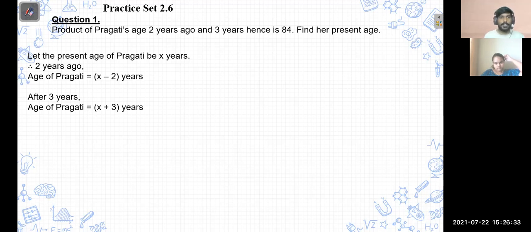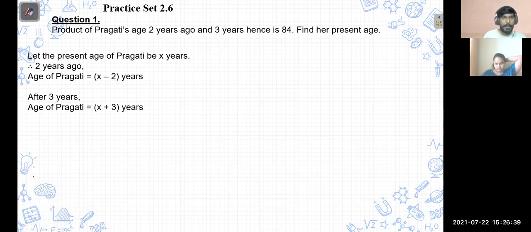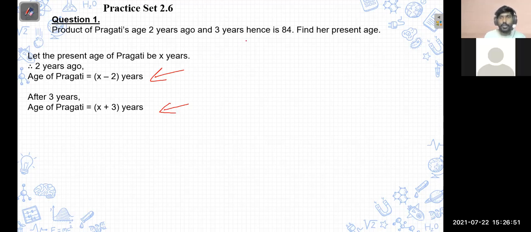Now look at the screen. Is this a quadratic equation? There is no degree to it yet. It will form; we are not yet done. We have not yet used the condition. This is 2 years ago, and this is after 3 years.